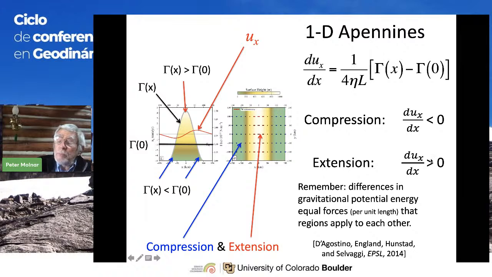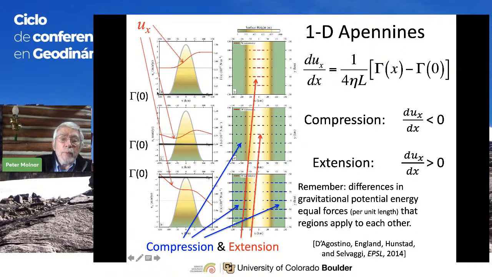Then you'd be extending. You'd have extension in here. This is shown with this map view, extension in the middle, compression over here. And the velocities would be increasing as you go to the right. So you would have extension, and then you're back to compression. You can take this further and say, well, we could make the gravitational potential energy essentially 0 everywhere.